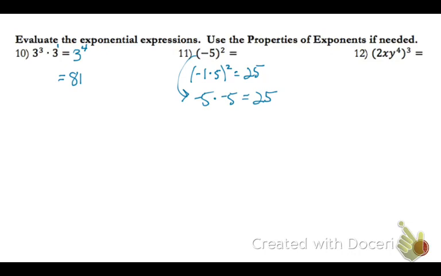Okay, and then on 12, we're raising each of these to the third power. 2 to the third power is 8. Remember, this is first, so 1 times 3 is 3. 4 times 3 is 12.